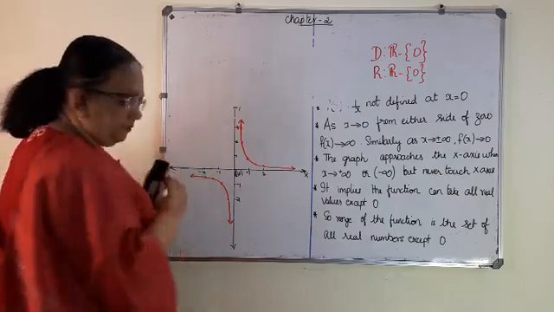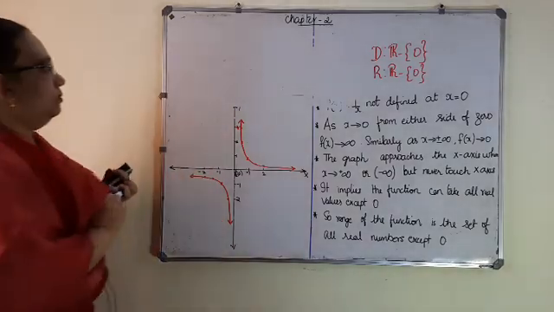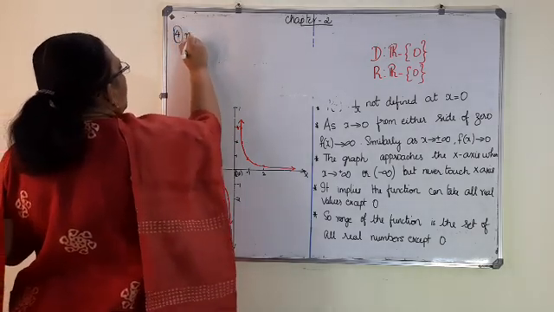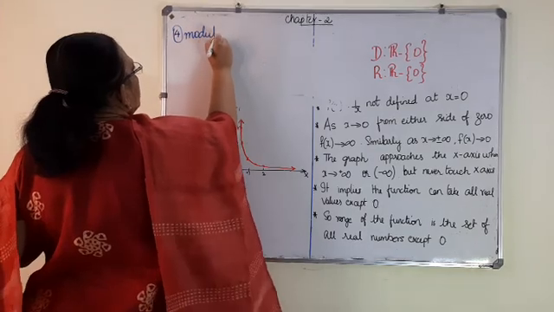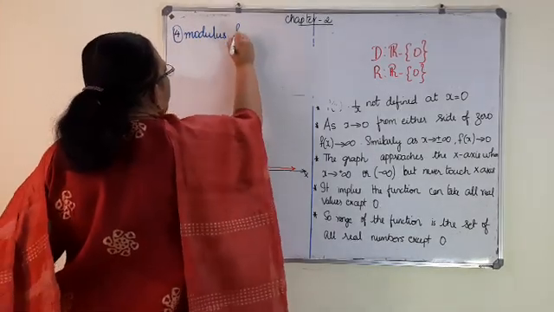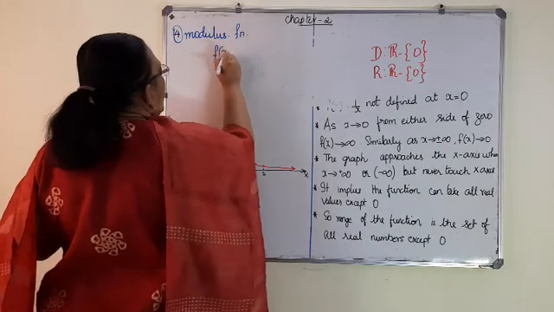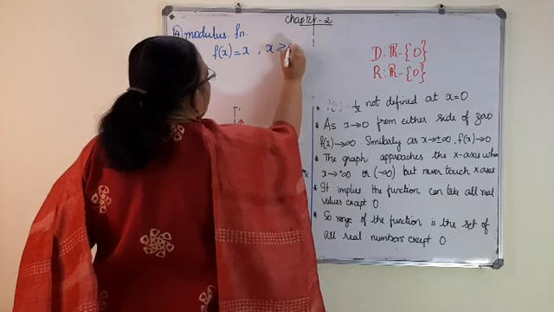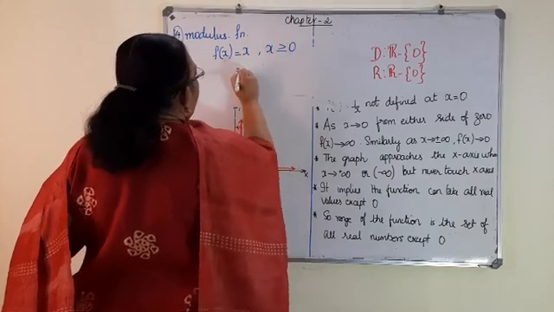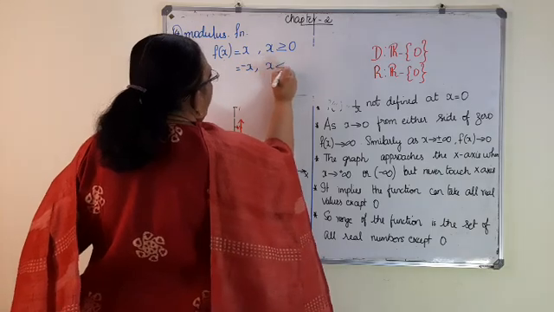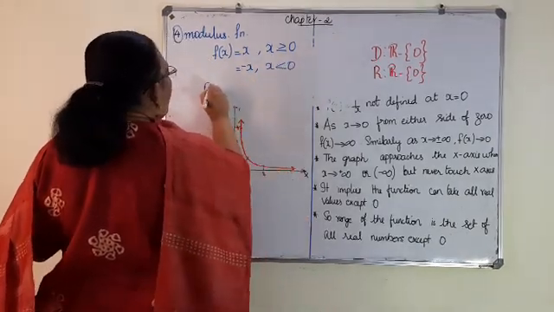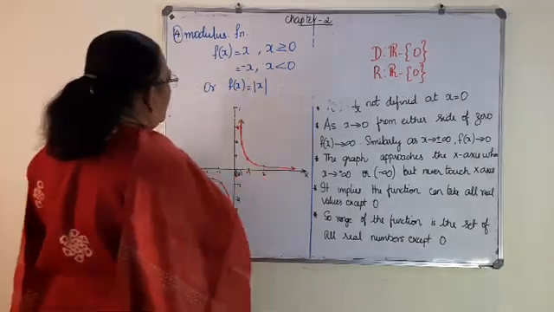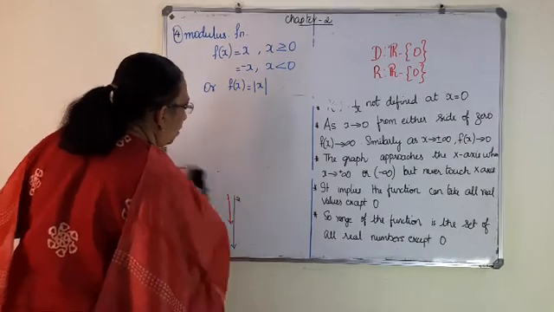The fourth graph, the modulus graph, the modulus function. f of x is equal to x for x greater than or equal to 0, and minus x for x less than 0, or sometimes it is given as f of x is equal to modulus of x. This is the standard form of the modulus function graph.